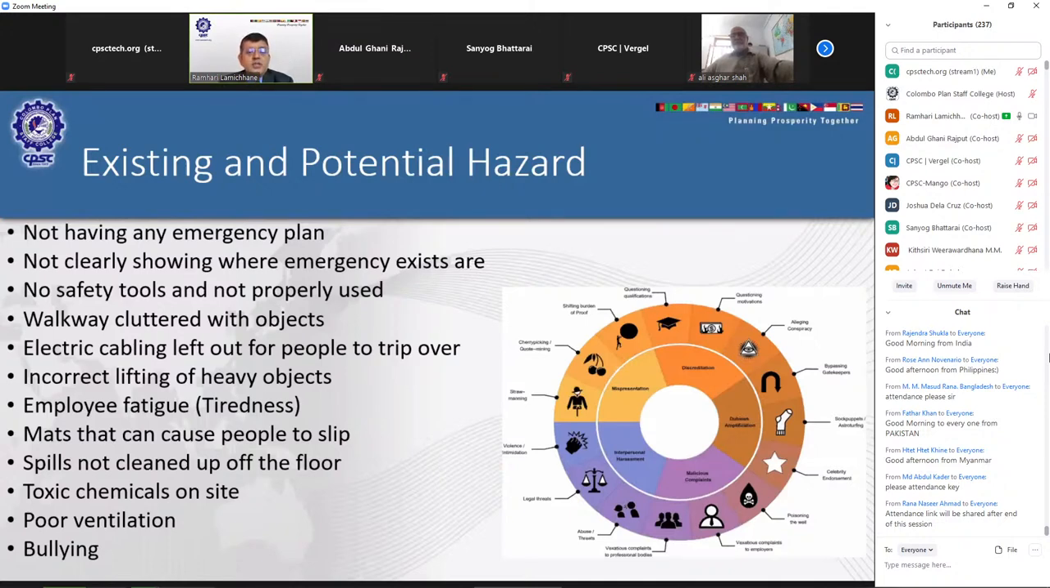Walkway cluttered with objects. In every institution or organization, there will be a walkway, and if we stock some things on the walkway area, because of those objects, some people can fall down and some accidents can happen. Electric cabling left out for people to trip over, like a naked electric cable left out. These are other reasons for hazards. And incorrect lifting of heavy objects. In some places, some organizations lift heavy objects incorrectly and inappropriately. That is also another reason for hazards.